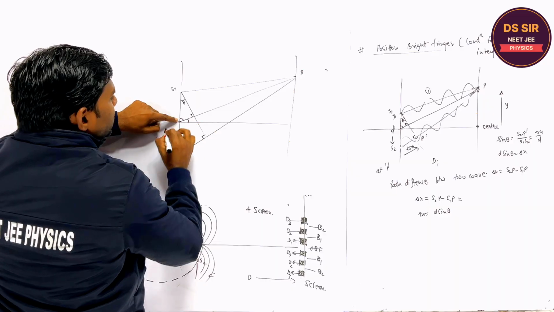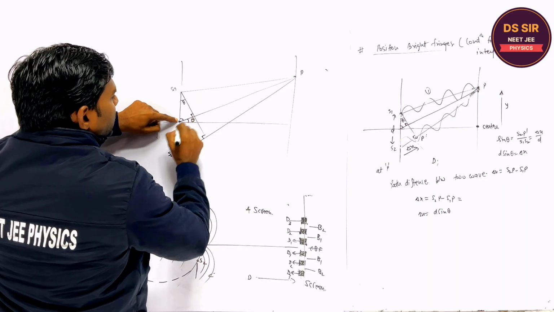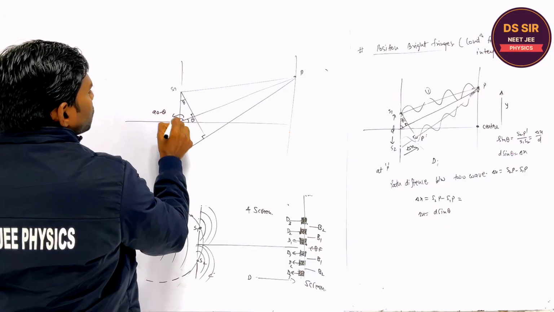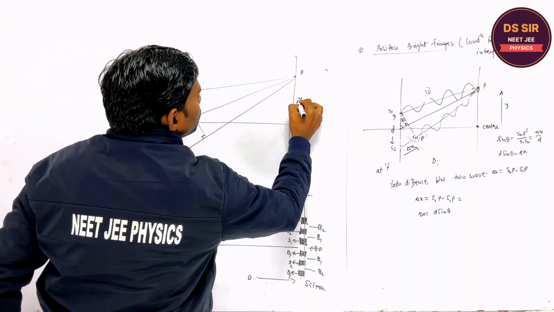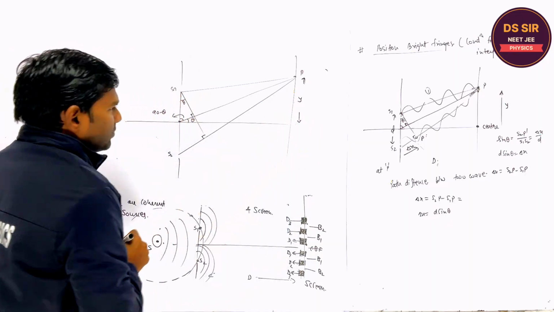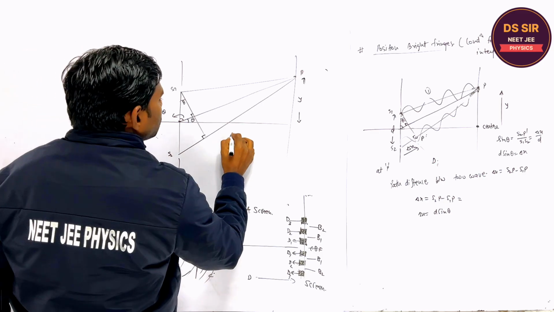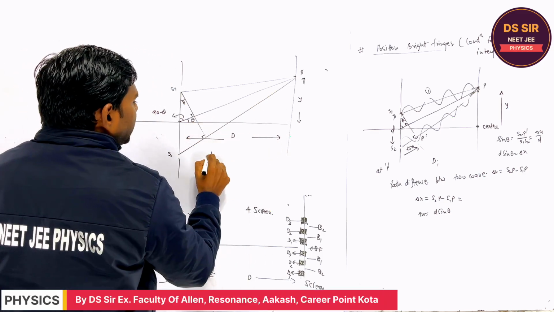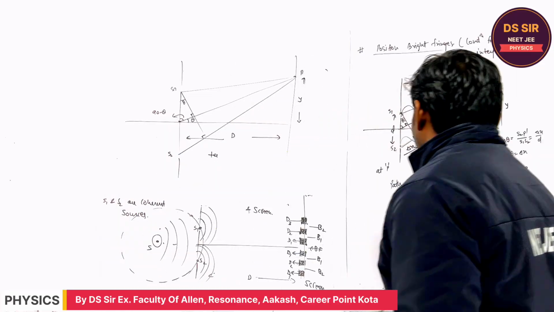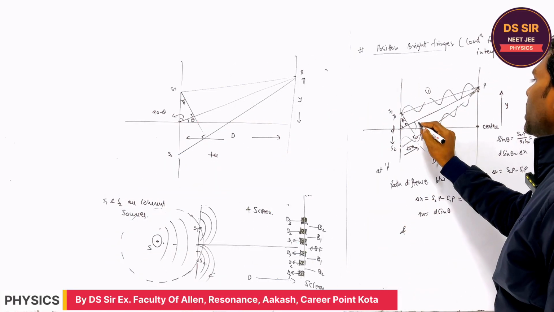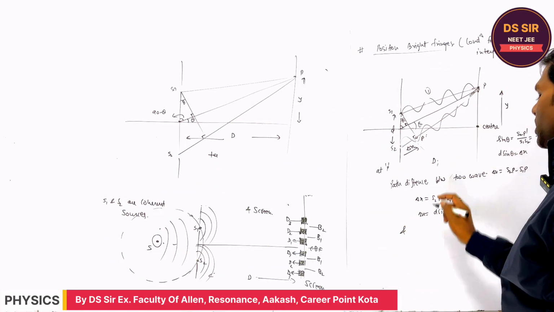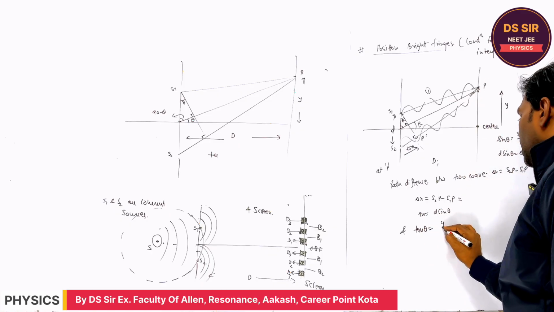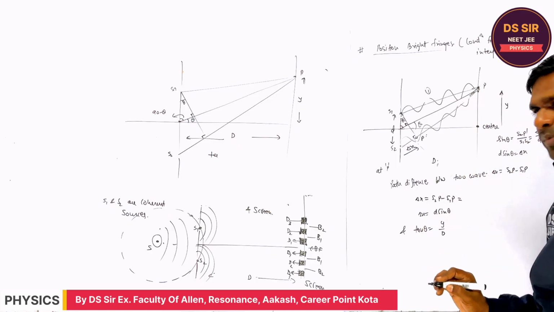So what is this angle? Theta. It is 90 minus theta, so therefore it is theta, right? If you assume this to be Y, and this to be capital D, so tan theta is what? I'm writing here. If this angle is theta, this is Y, this is capital D. Tan theta is nothing but Y upon D, right?